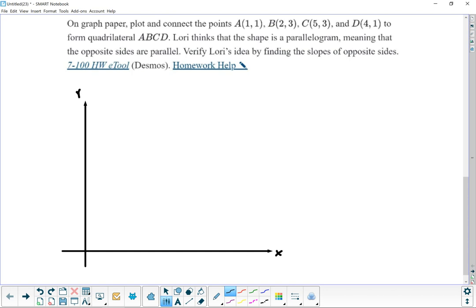So I'm just going to go, let's see. The biggest x number is 5, and the biggest y number is 3, so that's fine. So I'll just go 1, 2, 3, 4, 5, and then the y 1, 2, 3. Okay, so my points: A is 1, 1. B is 2, 3. C is 5, 3.